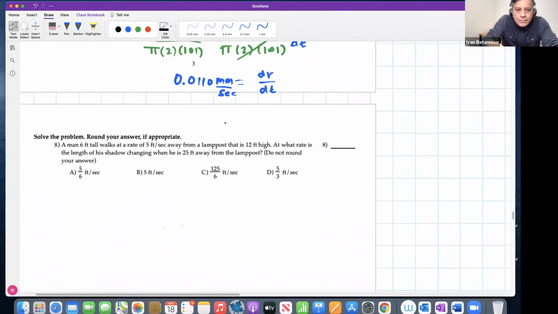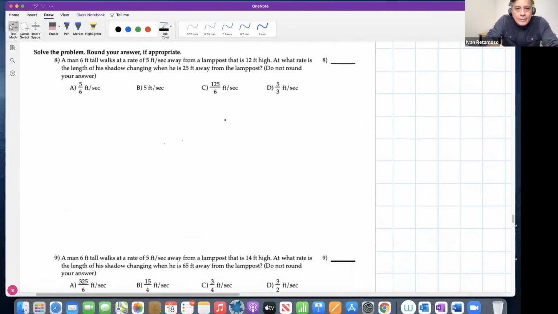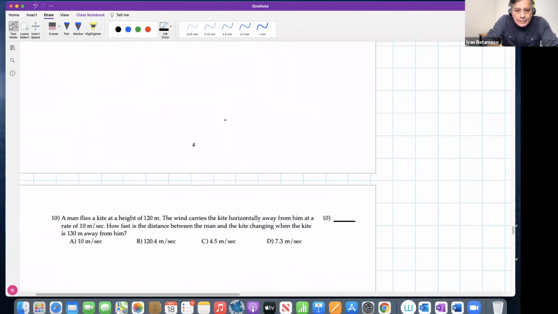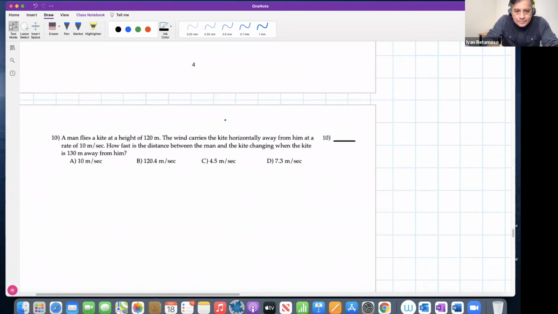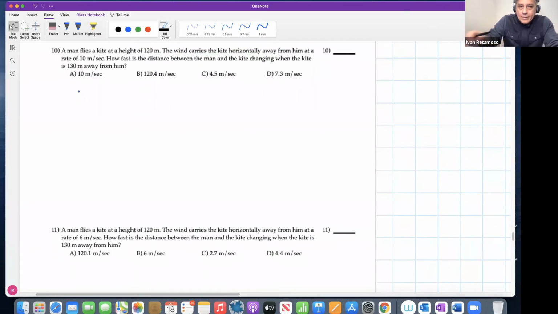Let's explore other forms. I had this one with a shadow, but let me secure the ones that I really want you to understand. We're flying a kite. Let's do this one with the man flying a kite, okay? Let me explain this to you first, and then I will let you do the next one. So it says here, a man flies a kite. Let's draw a diagram here of a man flying a kite.